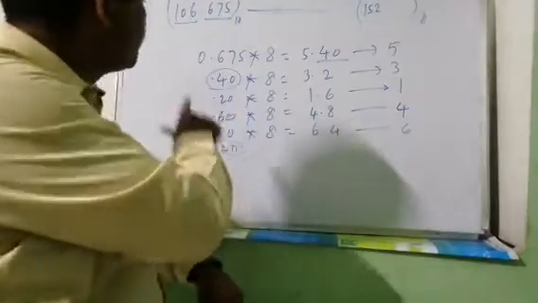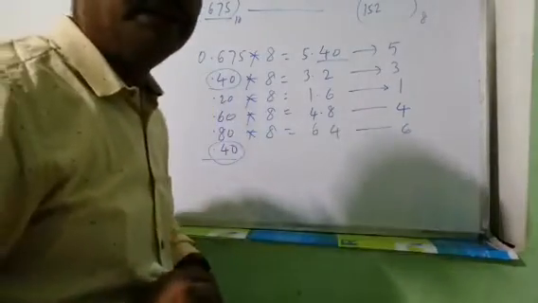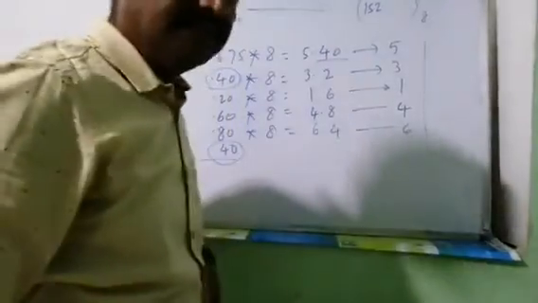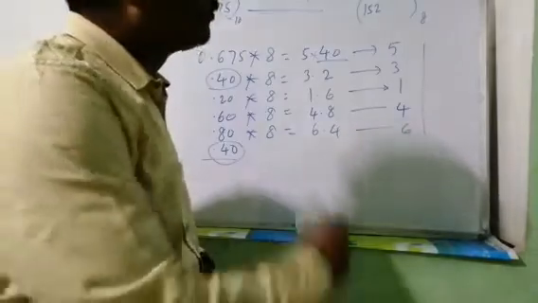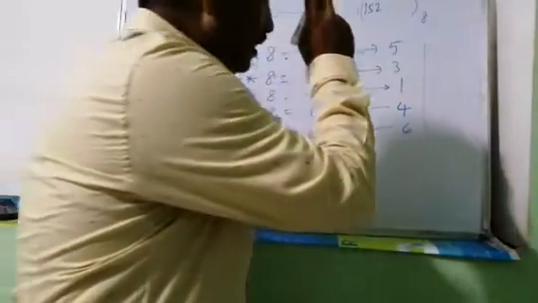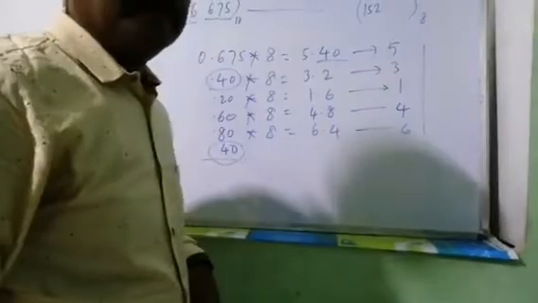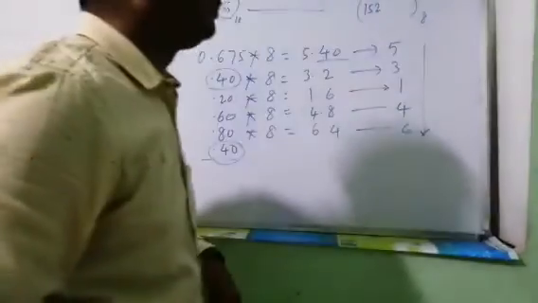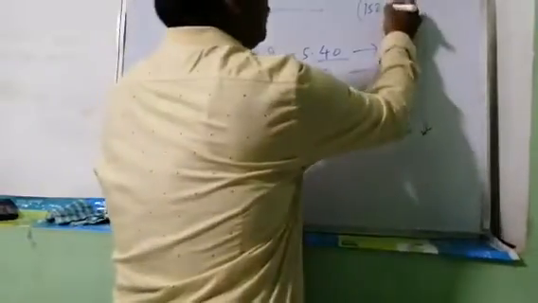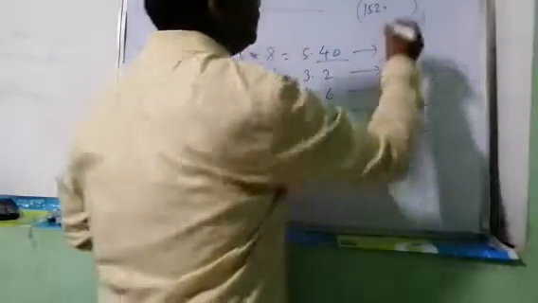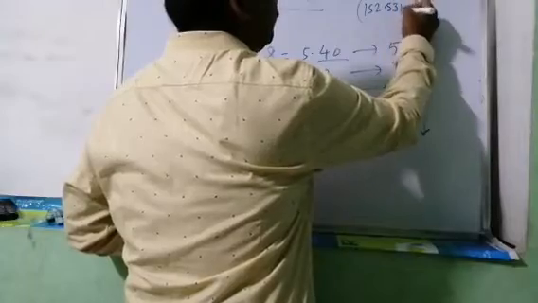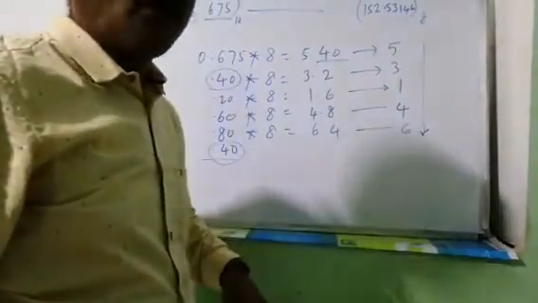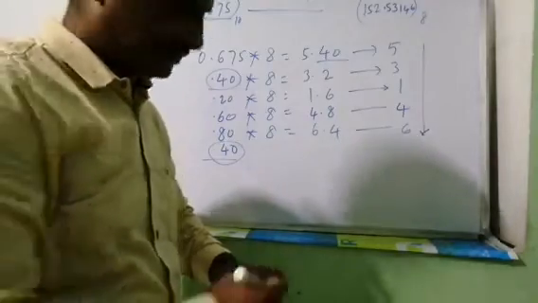So when the fraction part started repeating, then we need to stop. So these are the numbers, and in this we have to use from LSB to MSB. LSB to MSB means from top to bottom. 152.53146. So this is the octal conversion of this.